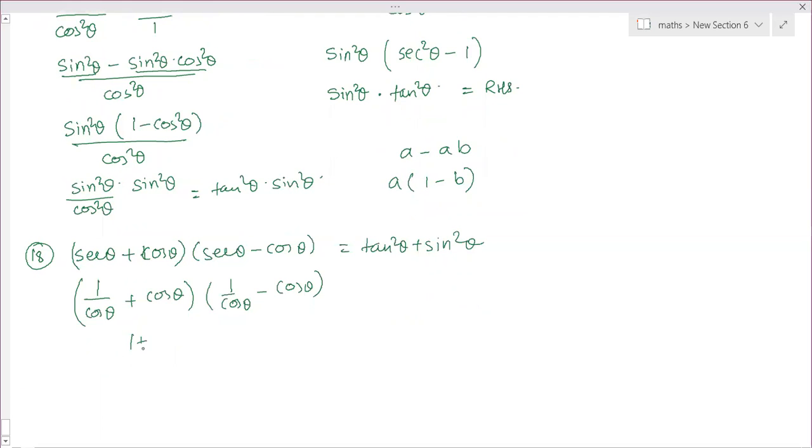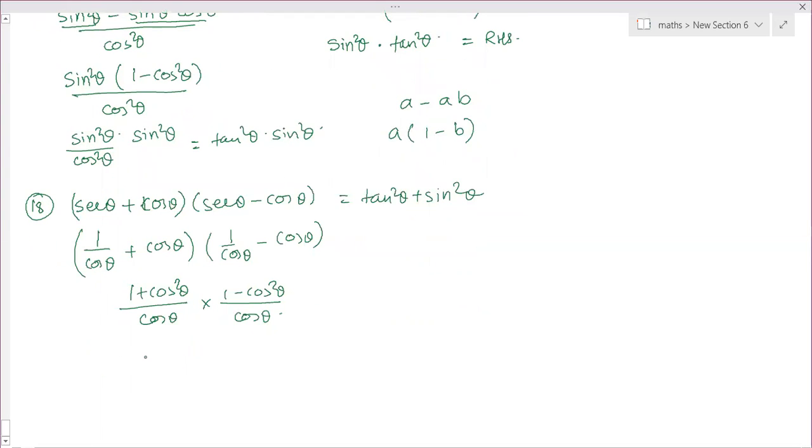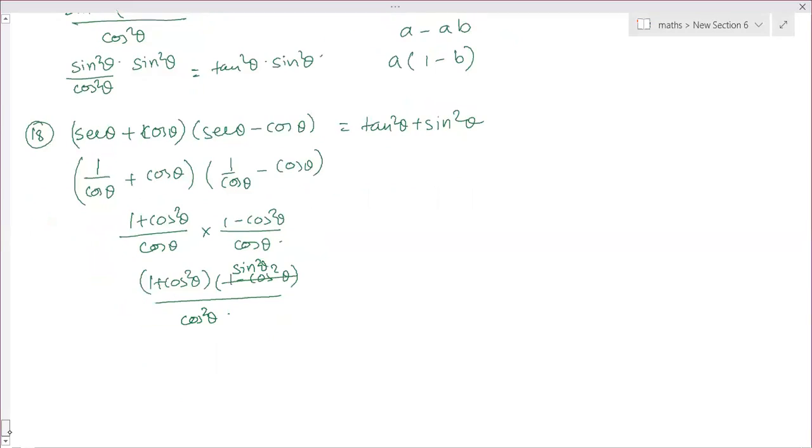So you will get here 1 plus cos square theta by cos theta into 1 minus cos square theta by cos theta. Then 1 plus cos square theta into bracket 1 minus cos square theta. What will happen? That 1 minus cos square theta will be sin square theta. The denominator is cos square theta. Then here this is tan square theta.